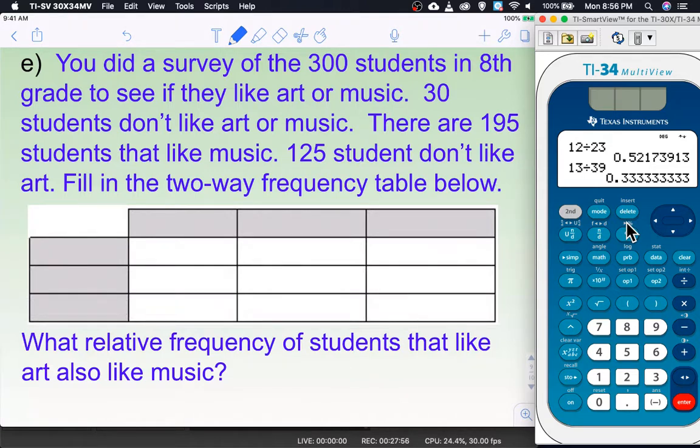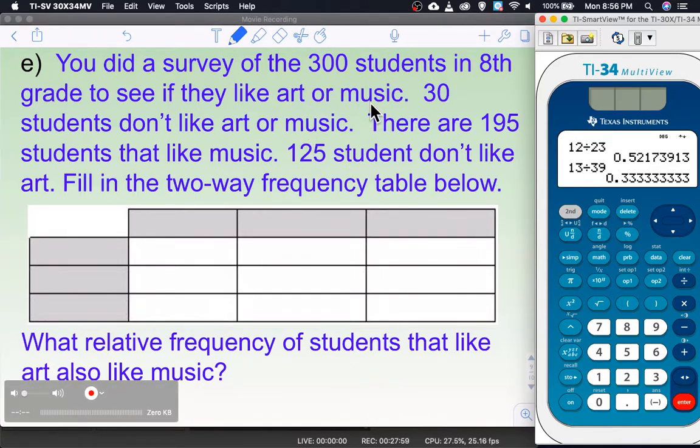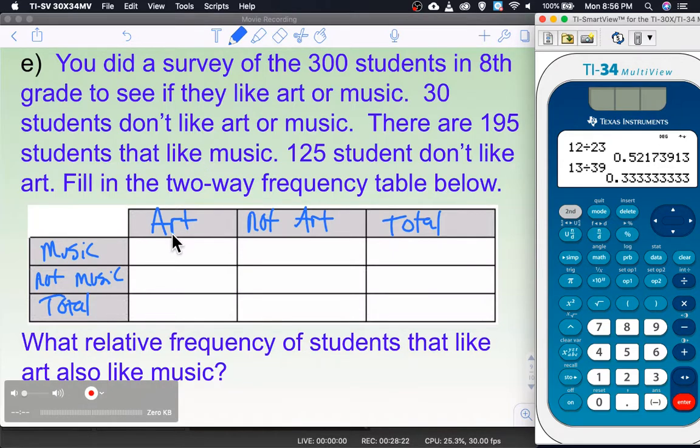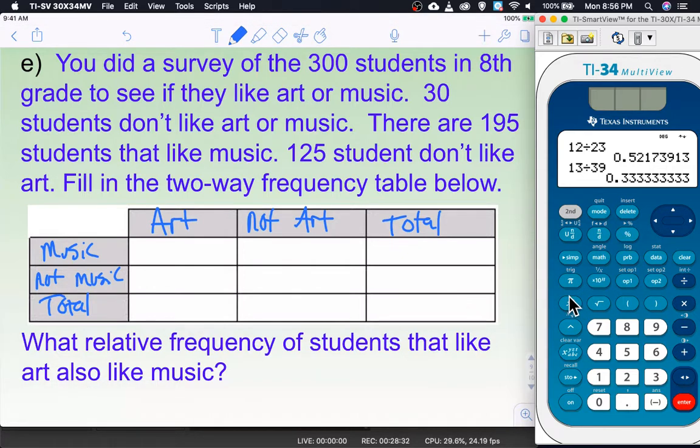All right, so this question is asking if people like art or music. So this is kind of like our video game and music problem. So I'm going to have art, not art, music, not music. And then the extra ones go for my totals. Total. Now you may have put music on the top here and art on the side, and that's okay too. There's nothing wrong with that. They're just going to be flipped. Our numbers will be slightly different places in our table, but it's okay.